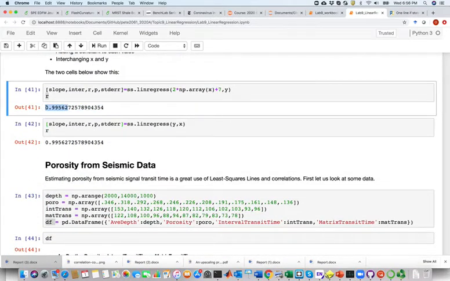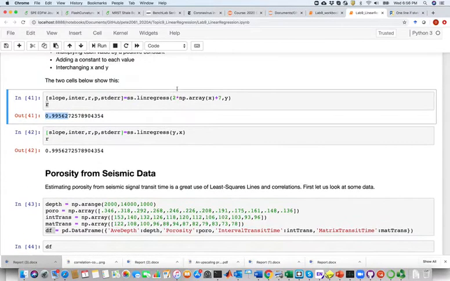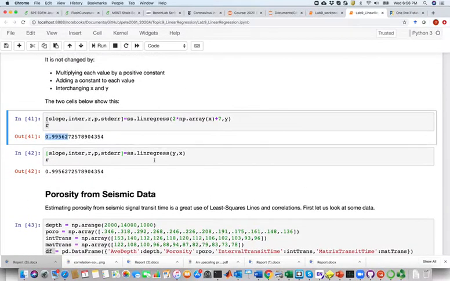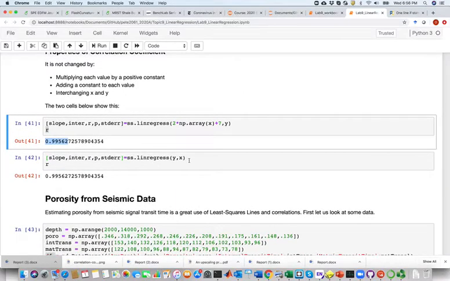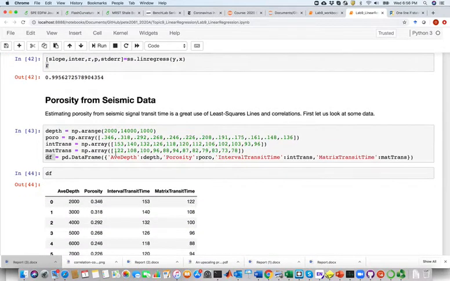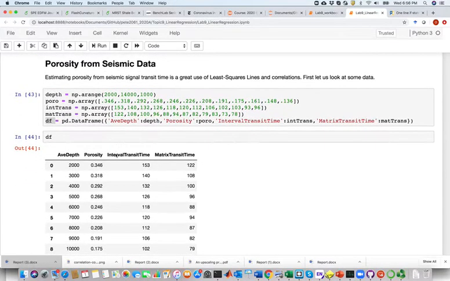So it never changed. Multiplying by a constant value, adding a constant value, no change. What if you interchange x and y? The order of the argument is x before y, so we've put y in as our x and x in as our y. And what's the r value? Same deal as before. So we just showed those properties of the correlation coefficient.